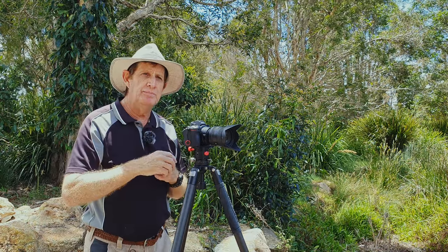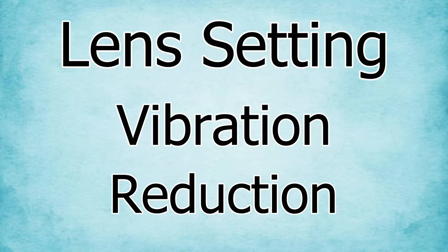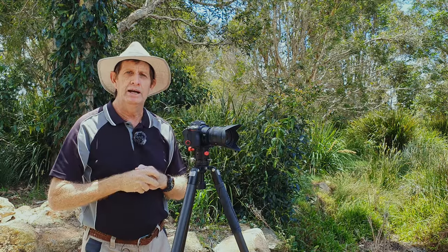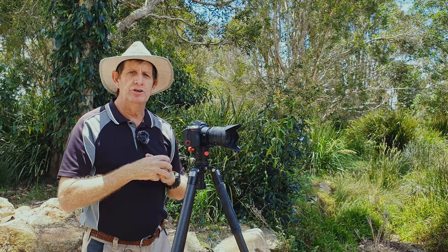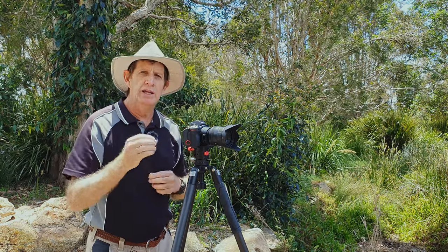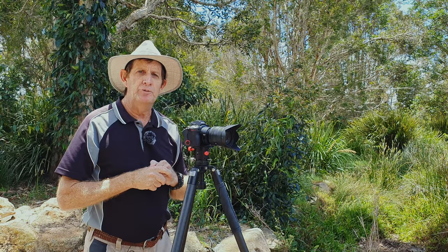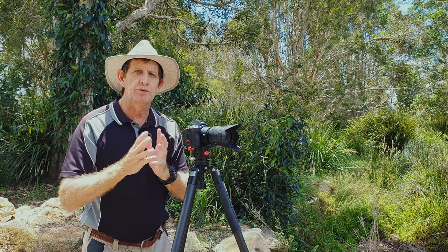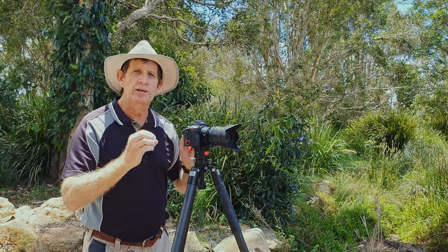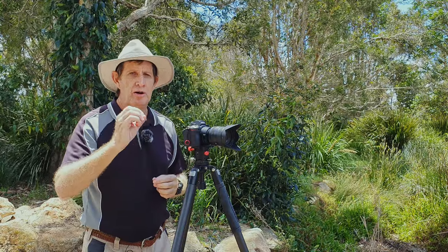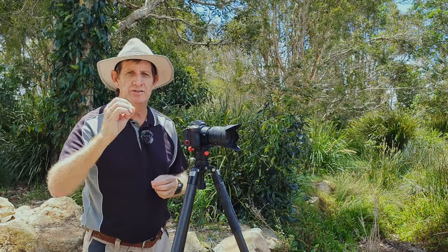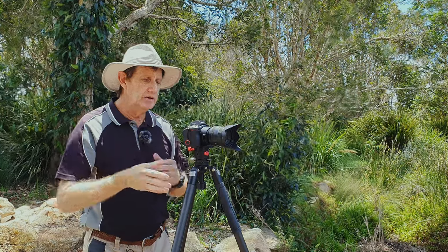Something that I forgot to mention is vibration reduction. If you're shooting a camera handheld, then leave vibration reduction on. But if you're shooting on a tripod, then remove vibration reduction because it's going to hamper your photography and you're going to end up with some blurry images. So make sure vibration reduction, VR, is switched off. Then you're ready to go.